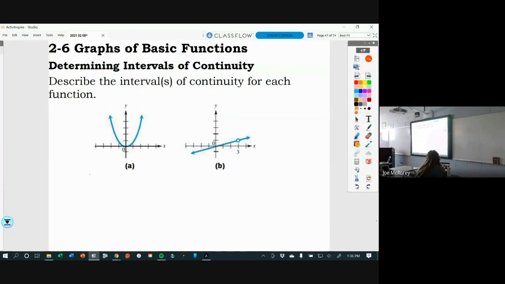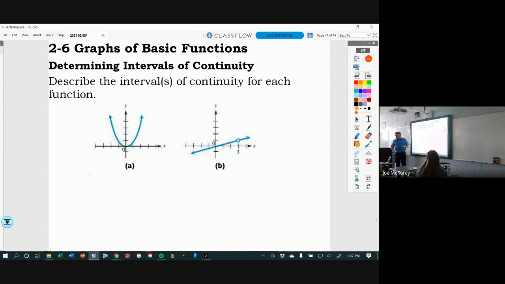Describe the intervals of continuity. What this question is asking is, looking at these graphs, where are they continuous, or are they not continuous? Graph A looks like x squared, a parabola. Do you see any breaks in graph A? No. Reading from left to right, where did it start? Negative infinity. Where does it end? Positive infinity, with no breaks.